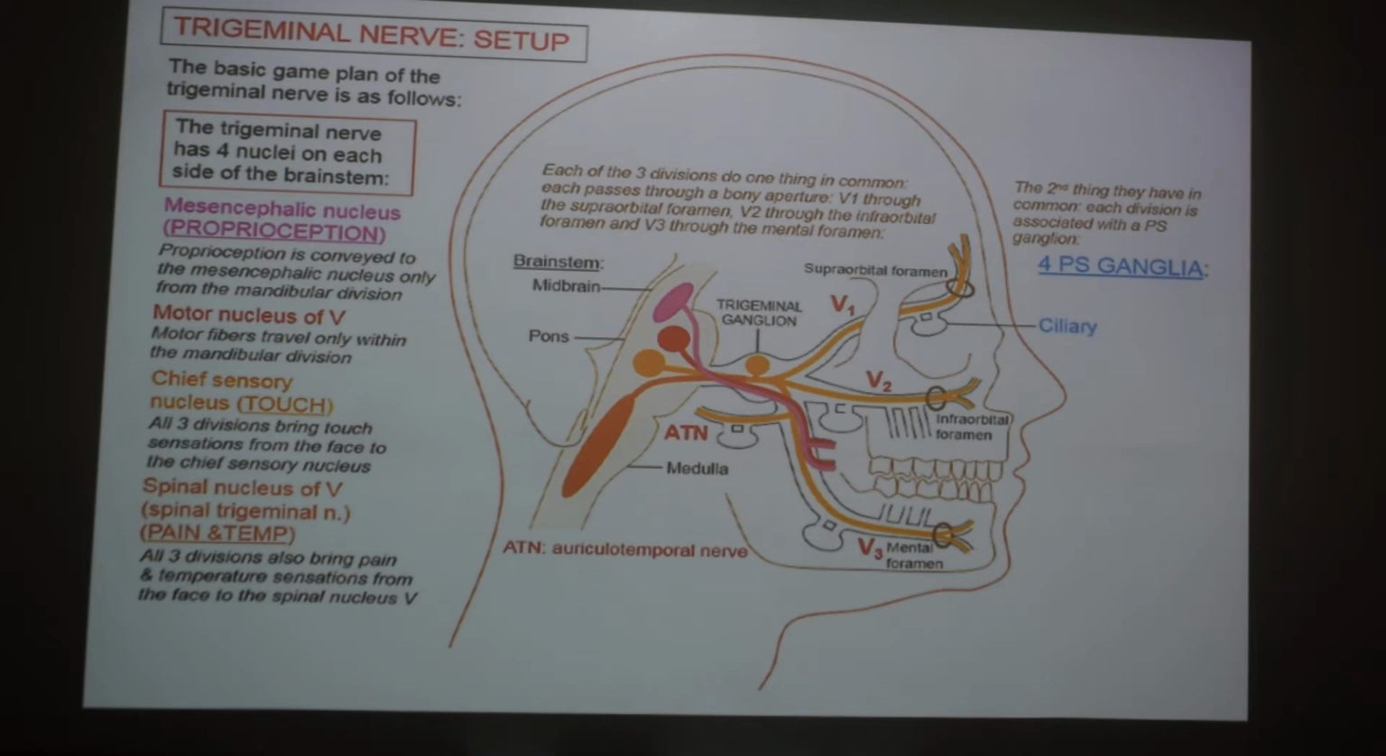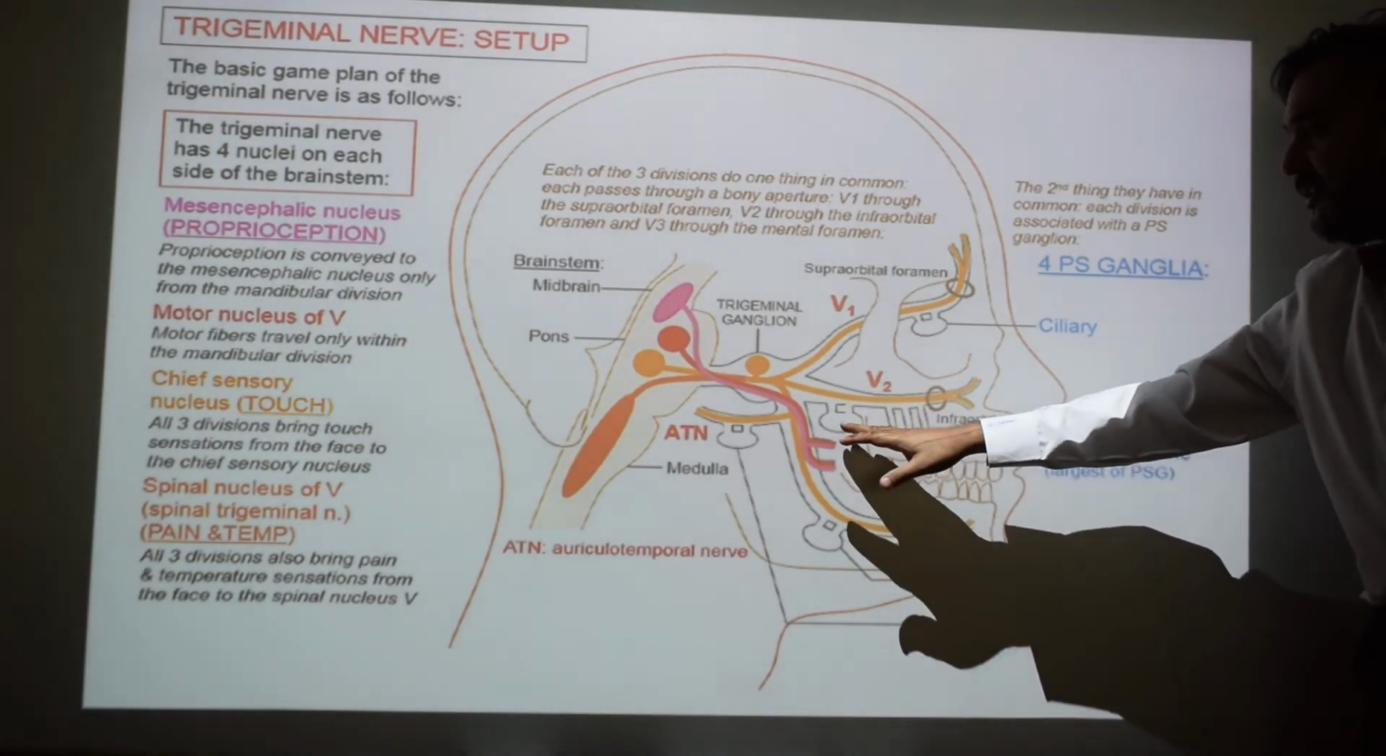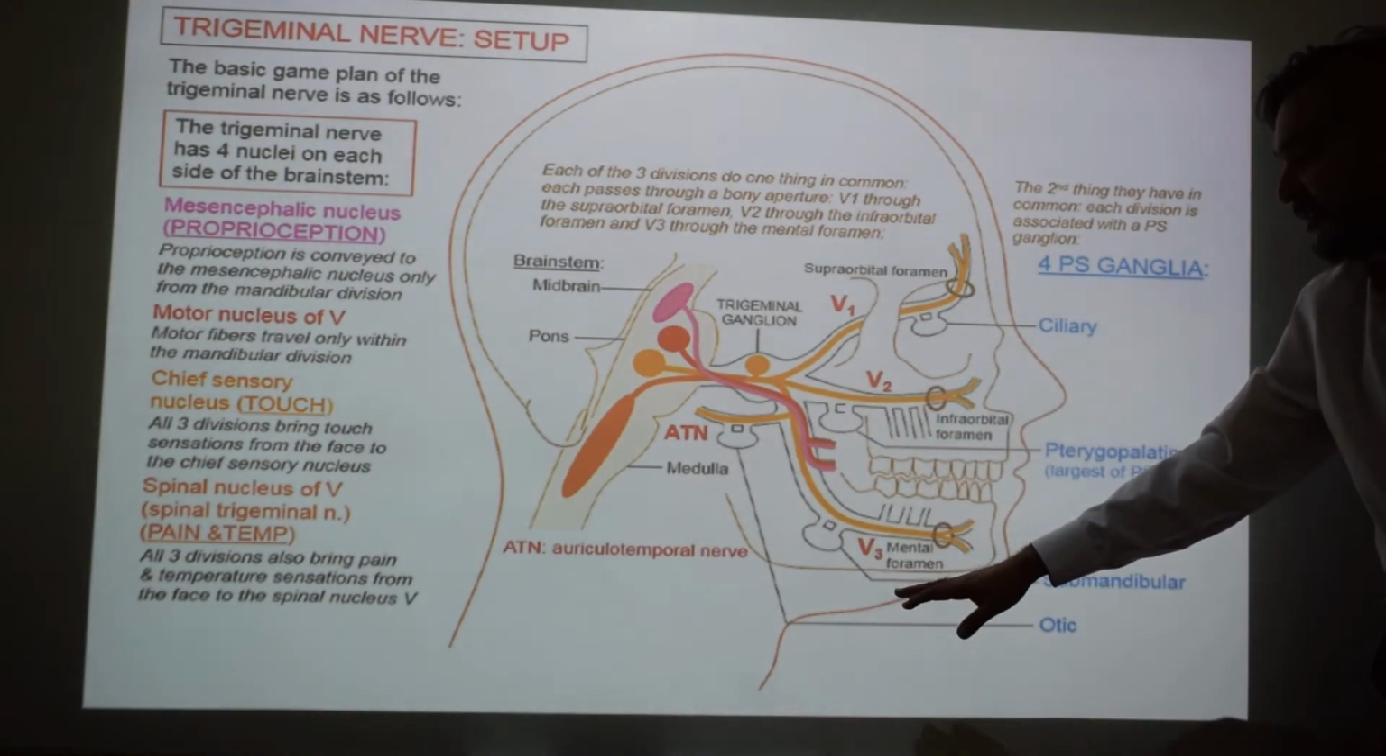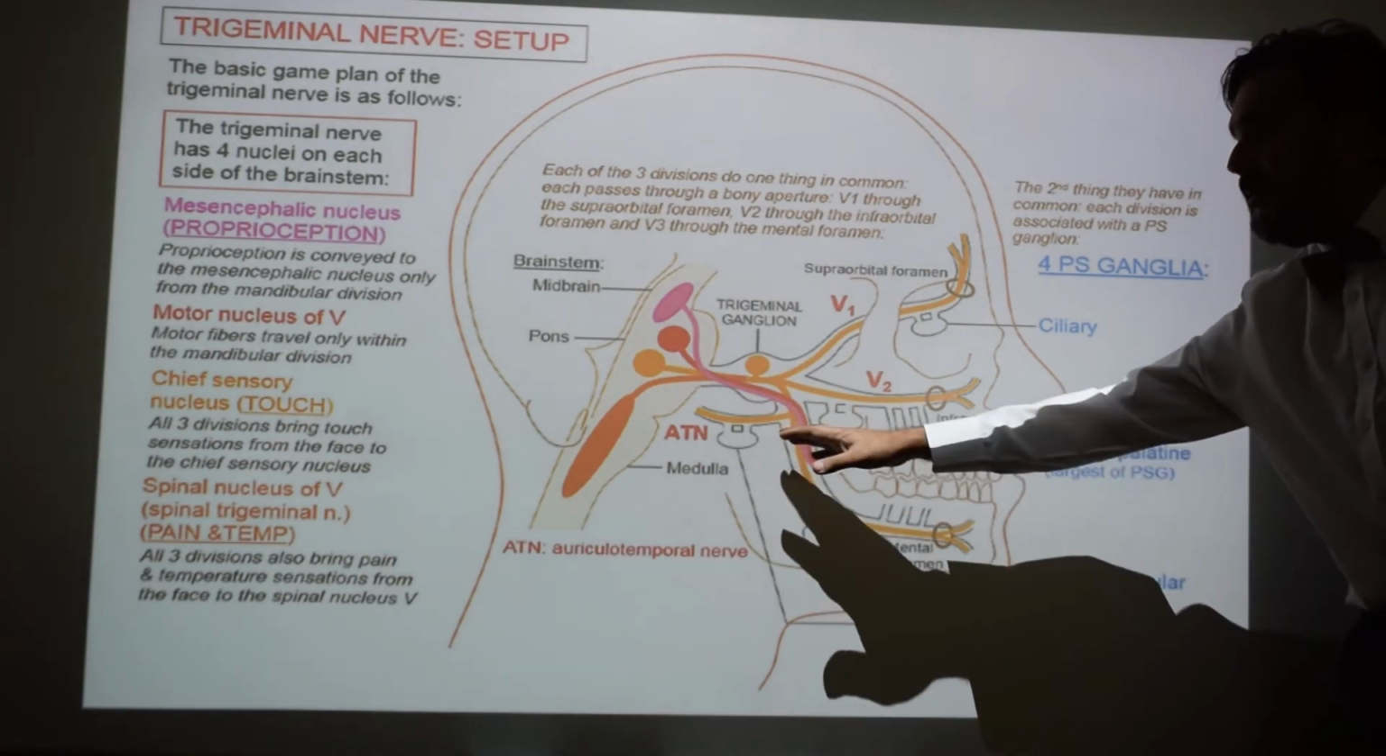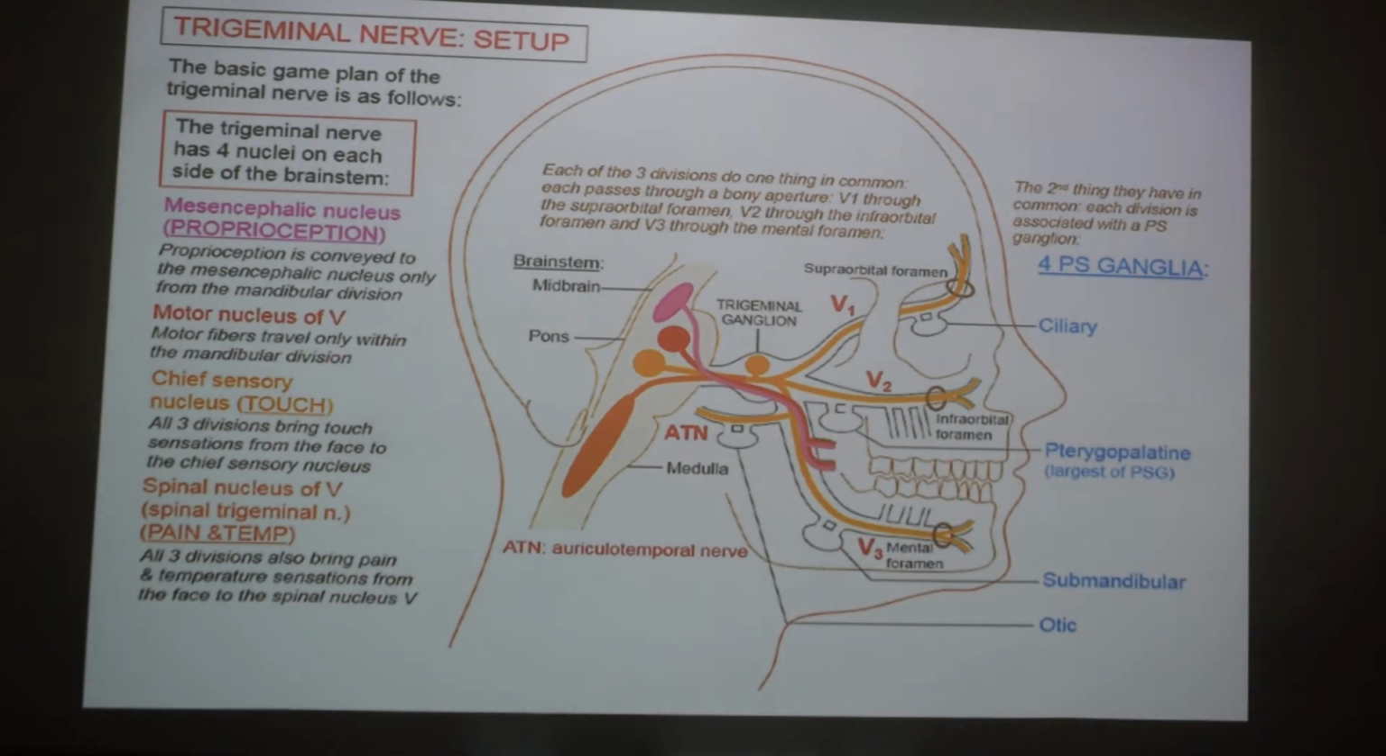There are four parasympathetic ganglia. So with ophthalmic, you have the ciliary ganglion attached. With the maxillary, you have the pterygopalatine ganglion attached. With the mandibular division, you have the submandibular and the otic ganglion attached. So the ophthalmic division has the ciliary ganglion attached, the maxillary division has the pterygopalatine ganglion attached, and with the mandibular division, these two parasympathetic ganglia, the submandibular ganglion and the otic ganglion, are attached.